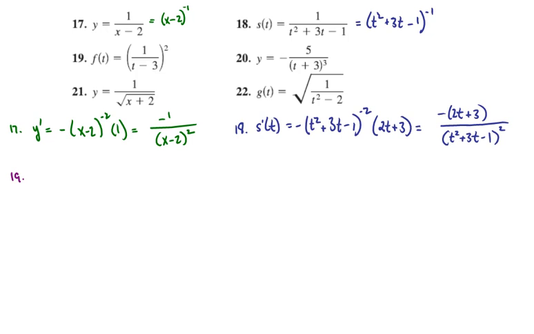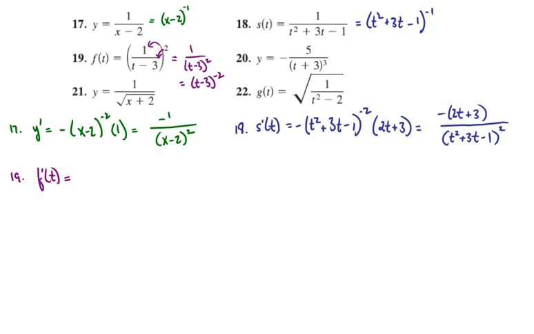Number 19. Now 19 could be most easily simplified and rewritten by applying the exponent of 2 to both the numerator and denominator. So then that could be rewritten as (t minus 3) to the negative second. If you didn't do that kind of rewriting, then you're going to have to do a power rule on the outside with a quotient rule on the inside. And so this really is going to make this a lot simpler.